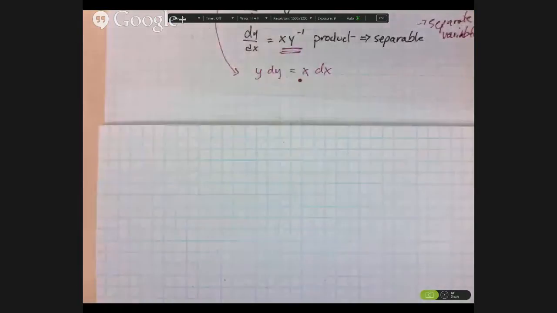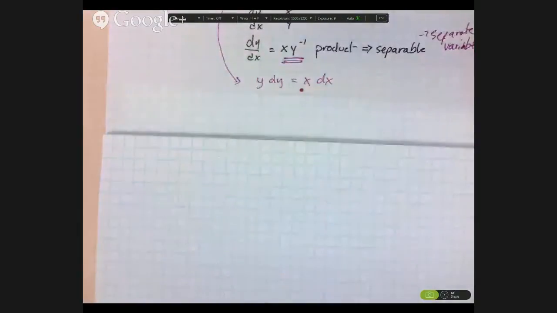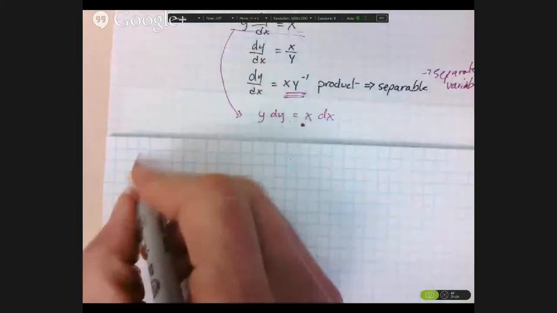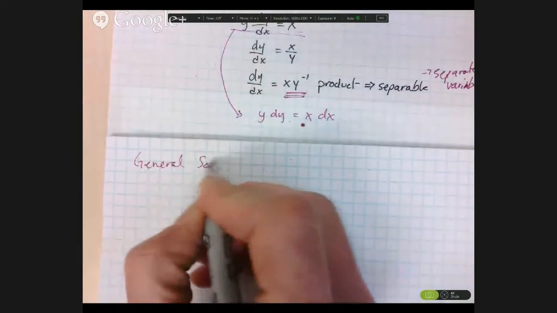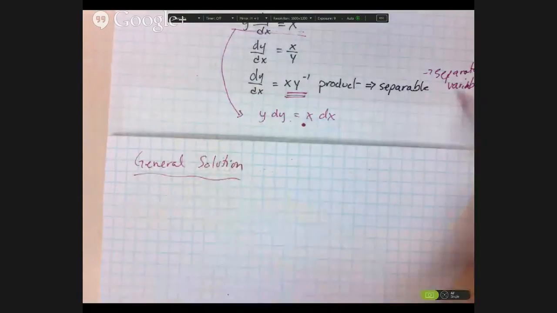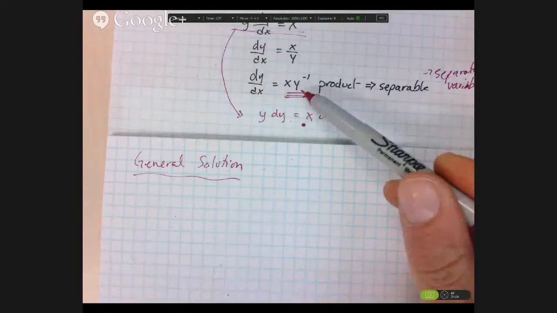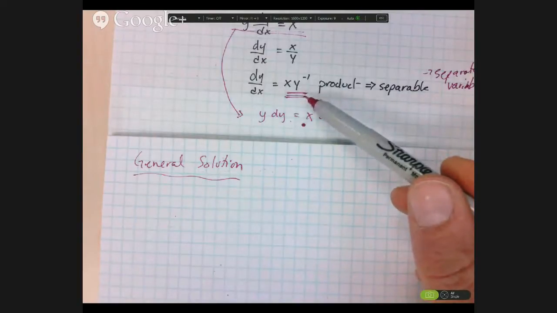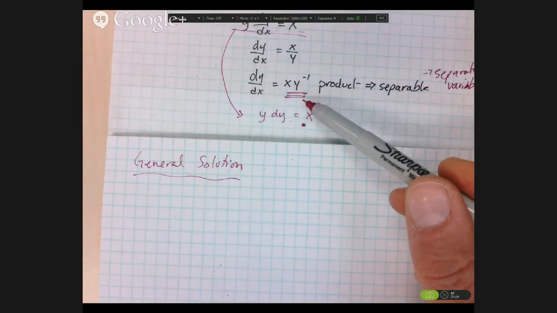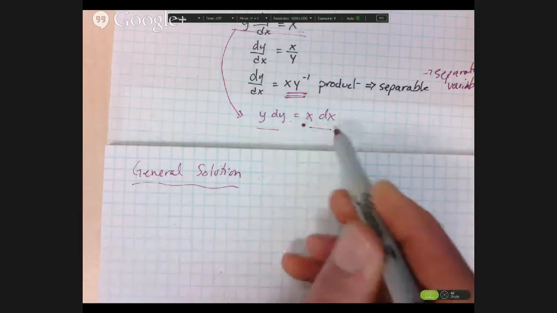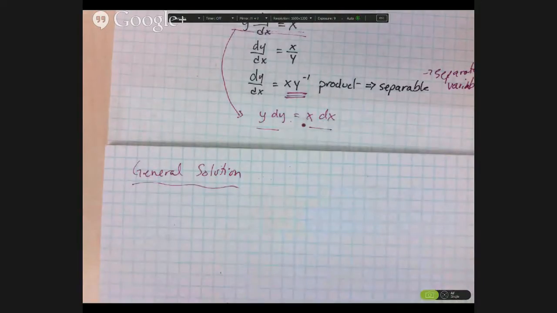Why do we want separable? If it's separable, it's a very easy differential to solve. How do you determine that it's separable? Because this is a product. If that's a product on the right side, you know it's separable. If it's an add or subtract, it's not separable. And what about the y dy and the x dx? That is another way to show that it's separable. You've separated each variable on each side.